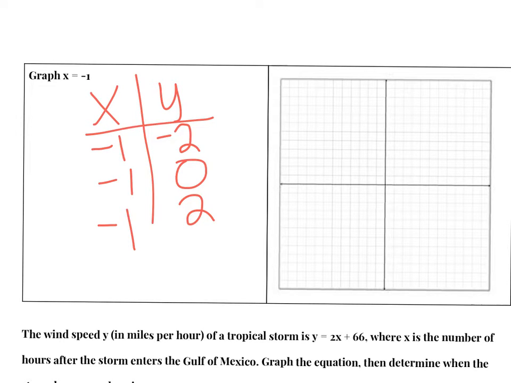Okay, so over -1, down -2, over -1, 0, over -1, up 2. And no matter what, every single point is going to be on that line right there.